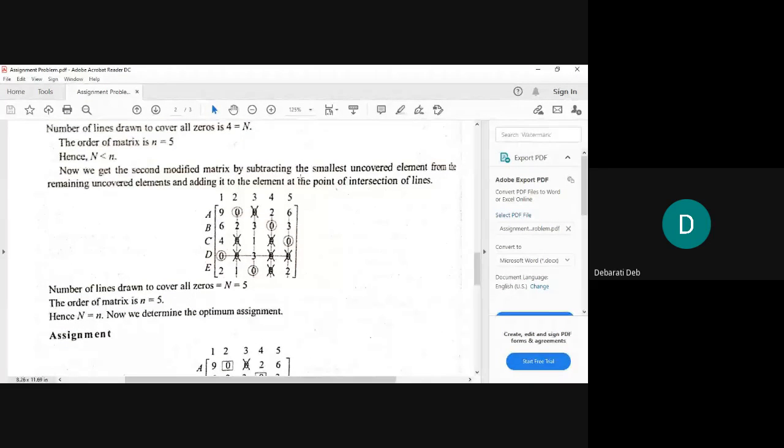Then in the next line you write, the order of the matrix, small n equals 5.